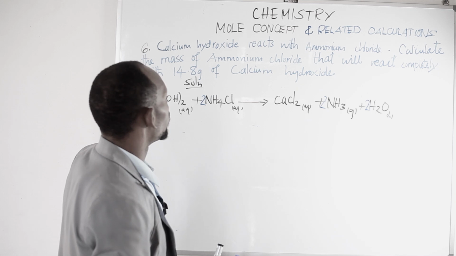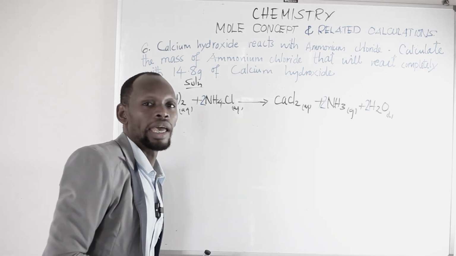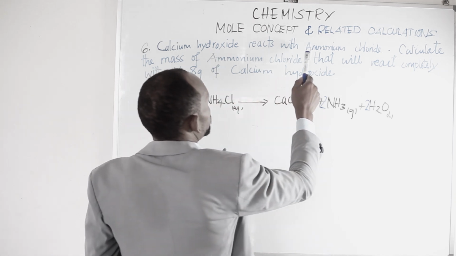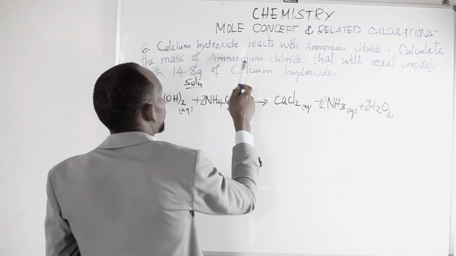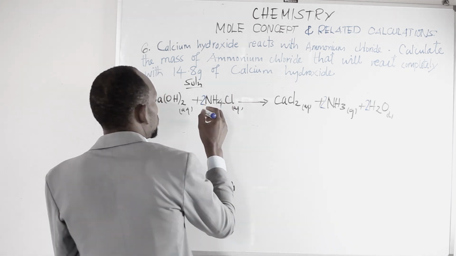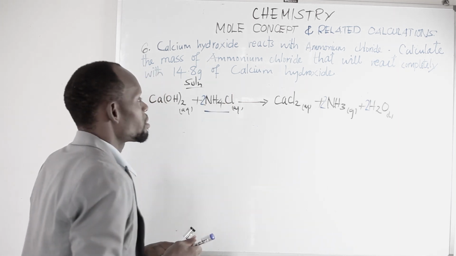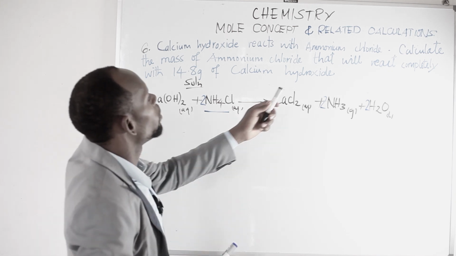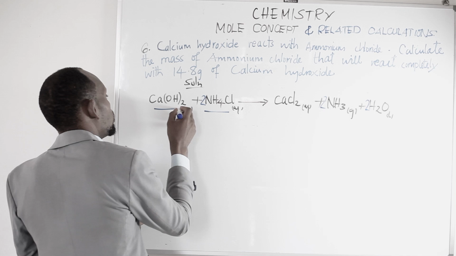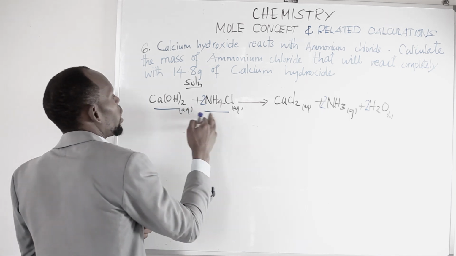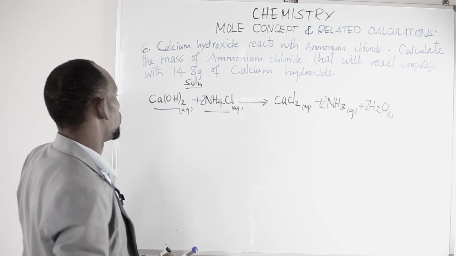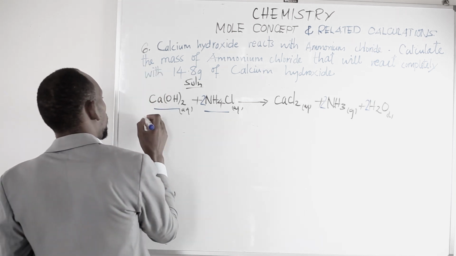So after that, let us underline the asked one and the given data one. Calcium hydroxide reacts with the ammonium chloride. Now, calculate the mass of ammonium chloride. Where is the ammonium chloride? This one. Underline the asked one. That will react completely with this calcium hydroxide. You are given this. So these are the 2 things that you have to consider. Others you can leave them. So let us proceed.